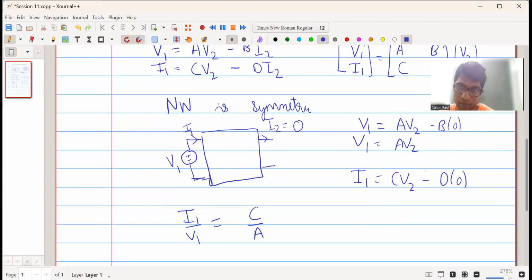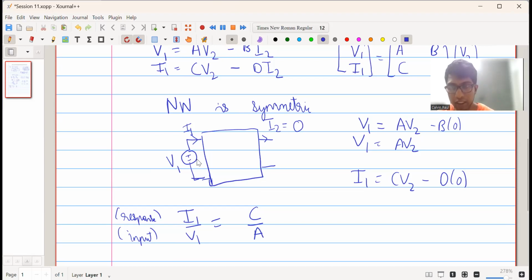So here I1 is the response. Okay, I1 is the response, and this is the input, which is applied at the one terminal. Okay, and we have kept a condition when we are trying to determine the parameters that the output terminal is open circuited, that is port 2 is open circuited, so current I2 is equal to 0.